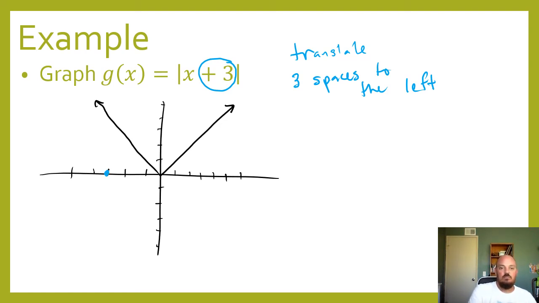And then draw the V shape from there instead. So this time the light blue one is the answer. I took the black one and I shifted it 3 spots over to the left and it was right there.